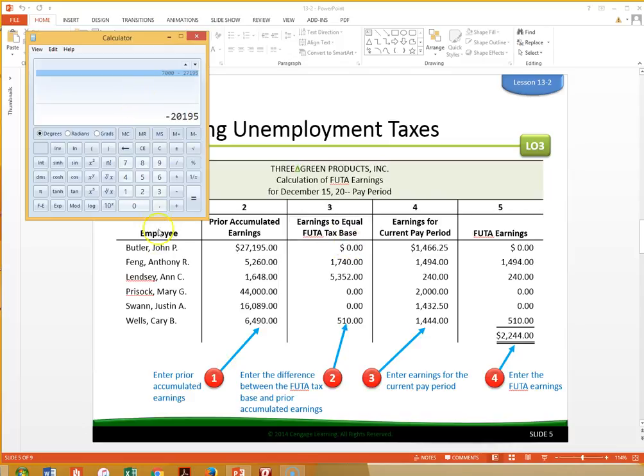Let's try it with the next one. So we just did John Butler. Let's try Anthony Feng. So 7,000 minus 5,260. We get a positive 1,740, which is what we put right here. And I could keep going. As long as the number's positive, a number goes here. See, these would be negative, so no number. Alright, so enter the earnings for the current pay period. And then the FUTA earnings are the smaller of the two. Look at these two right here. You plug in the smaller number right there, and then you add it all up. Crazy, I know.